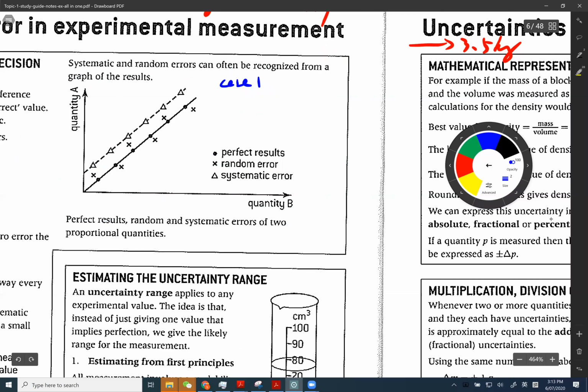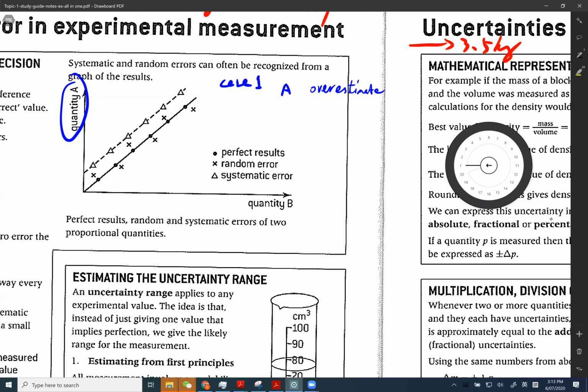Case 1: quantity A overestimate. Overestimate means your measurement is larger than the actual value. Could be this, or case 2: quantity B underestimate. Let me explain. I just explained A overestimate. Why? Because for each reading of B, your reading is larger than this. That's why we say overestimate.